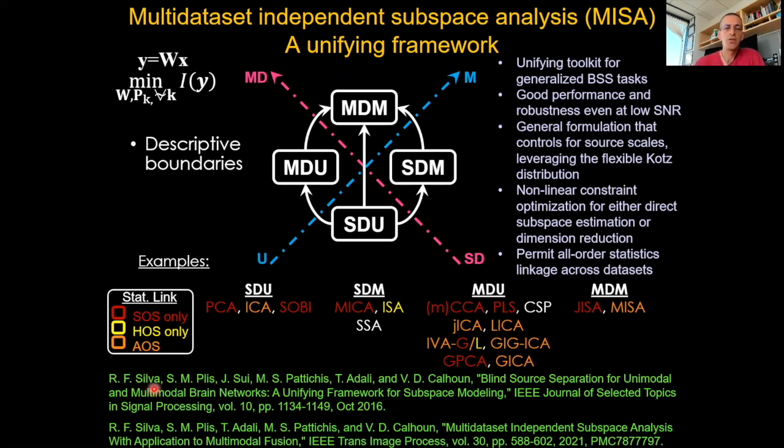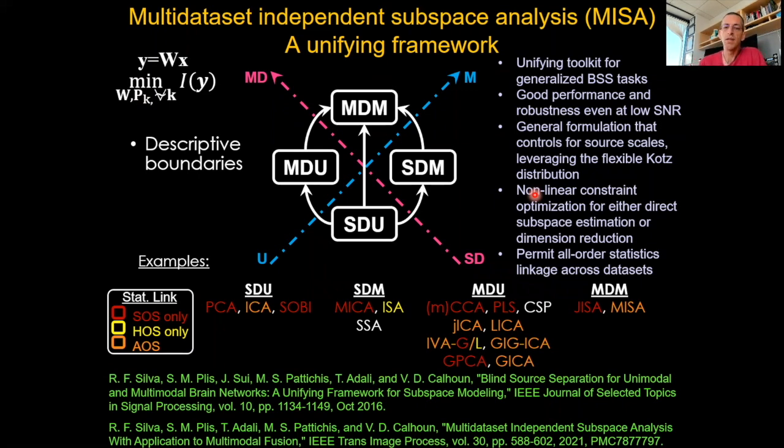So this is work done by Rogers Silva at Trends. And essentially we're optimizing a common cost function, Kullback-Leibler divergence, among all possible mixing combinations, subspace structures, and for all types of input data. I'm not going to really go into the details of the method. It's in the papers below, but it really is a unifying toolkit. We show that it provides good performance even with low SNR. It's a very general formulation, and it allows us to optimize using a nonlinear constraint optimization.